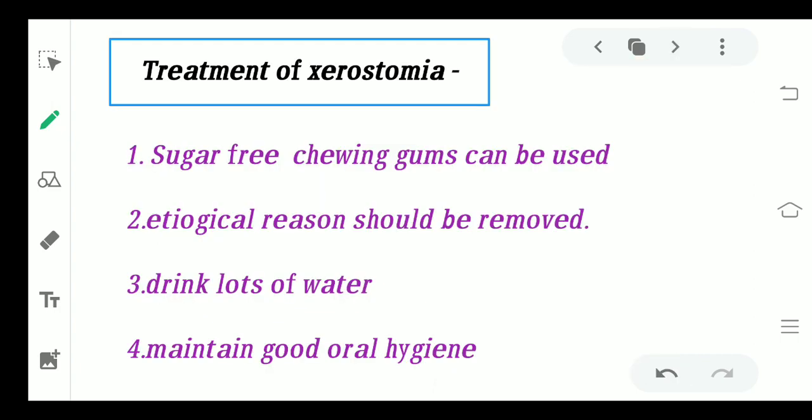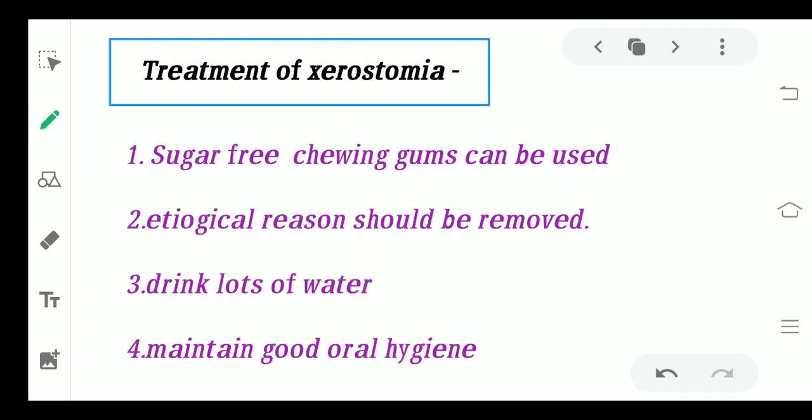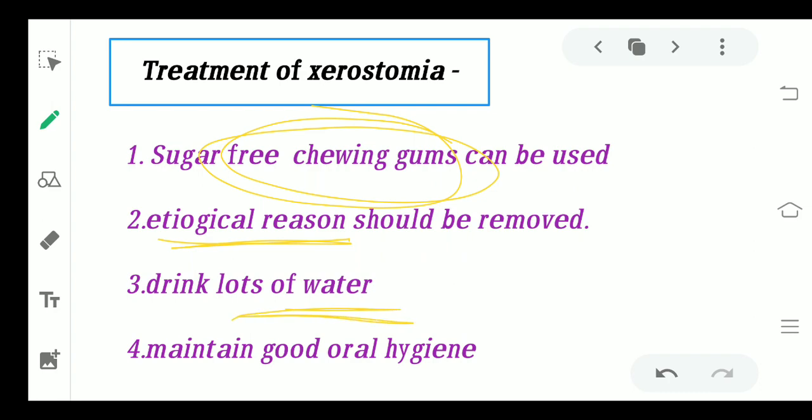Now we come to the treatment of xerostomia. If we talk about the treatment, there are some systemic treatments we can do. We can ask the patient to chew some sugar-free chewing gums. These chewing gums will increase the activity of the salivary gland, which will increase the production of saliva in the patient. Also, the etiological reasons, all the temporary and permanent reasons which are there in the patient, should be removed. There should be a lot of water intake by the patient, and the patient should also be advised to maintain good oral hygiene. You should suggest your patient brush properly twice a day and take care of his oral hygiene.